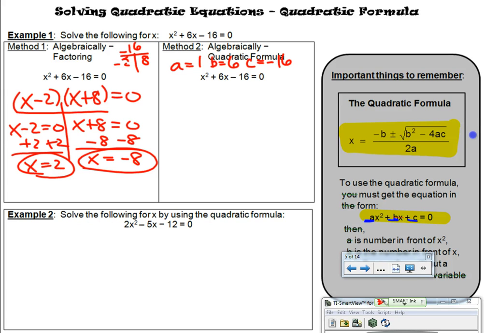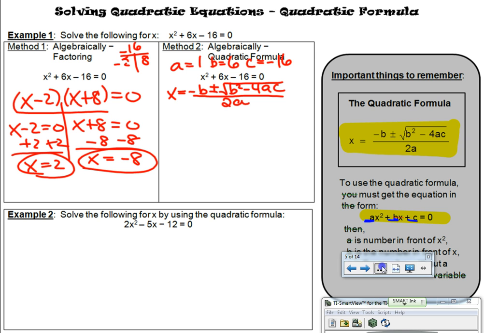Now, I would also suggest that you write the formula each and every time, especially now since you don't know it. This will help you to remember it. You do not get this formula on the Regents. So x equals negative b plus or minus square root of b squared minus 4ac all over 2a.